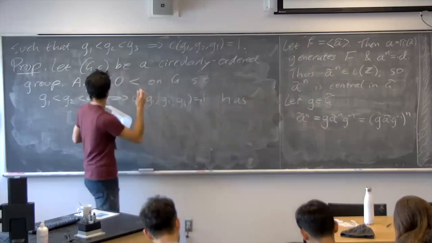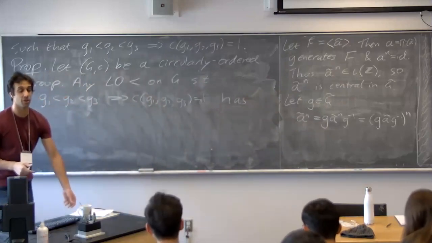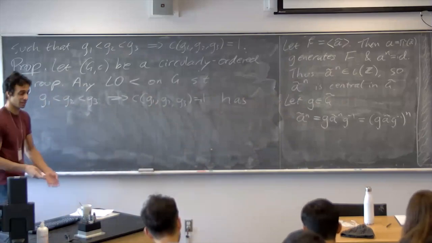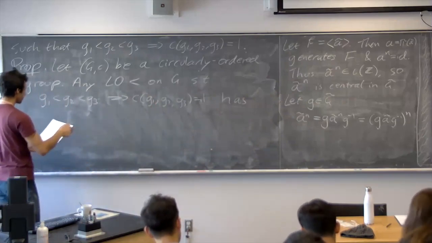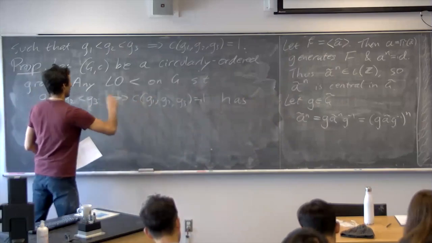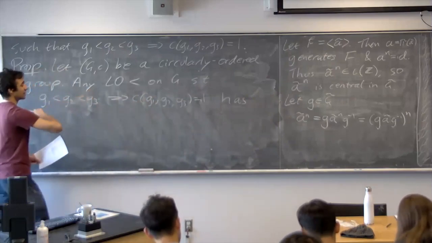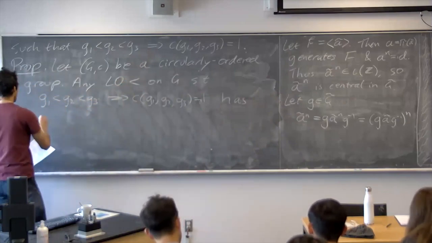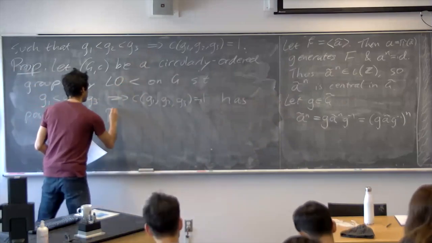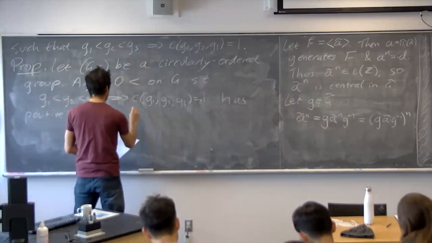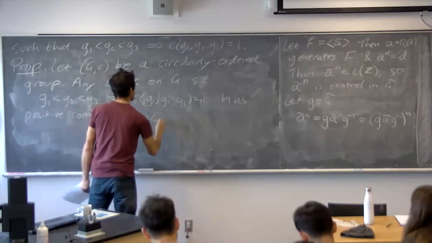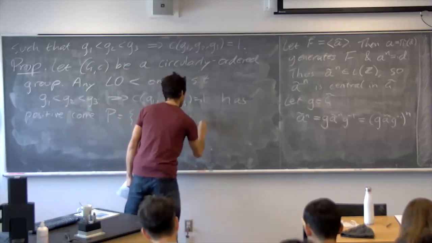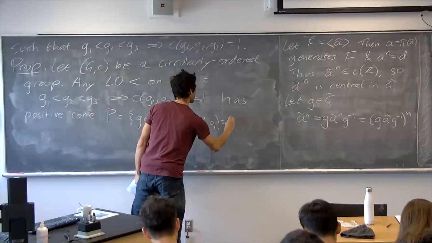So what this proposition is, I'm just trying to write down what the positive cone of a circular left ordering looks like in terms of the circular ordering. If you have a left ordering that gives you the circular ordering you started with, it has positive cone equal to the set of all g in G such that C(g inverse, identity, g) equals 1.